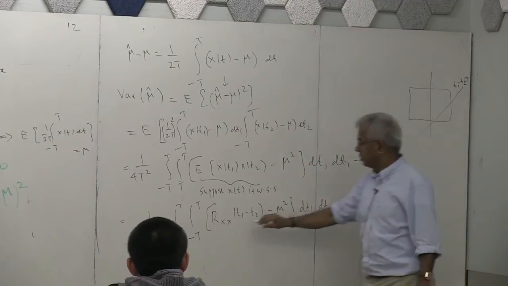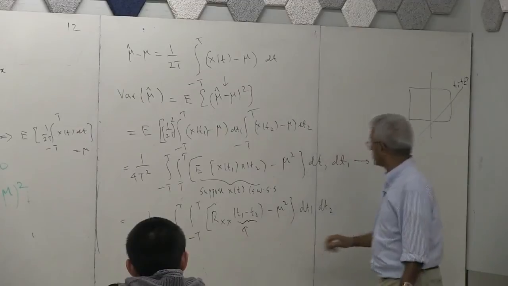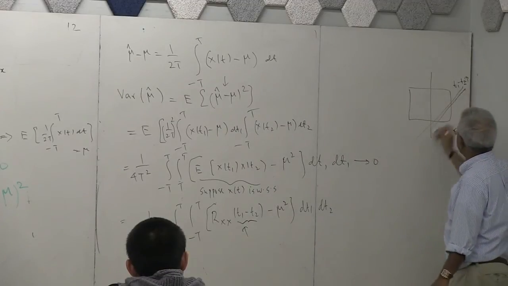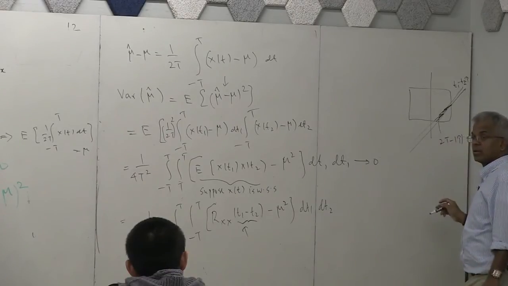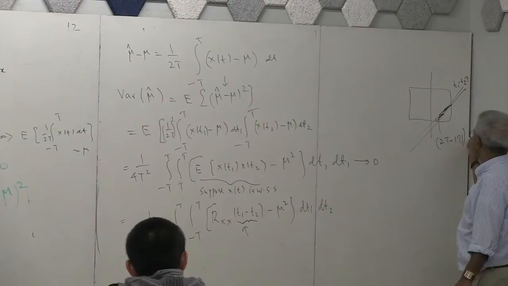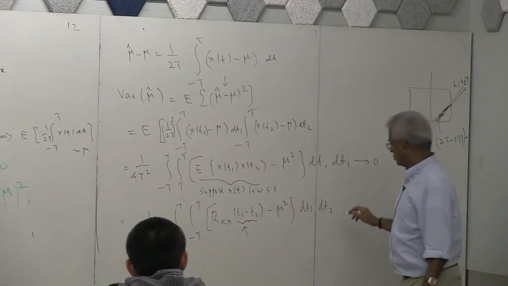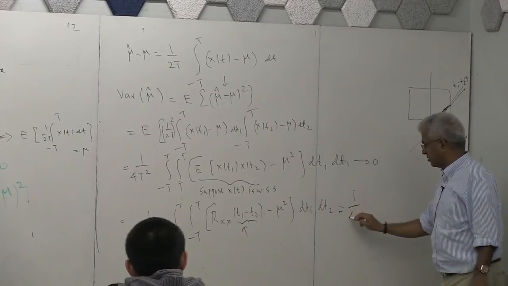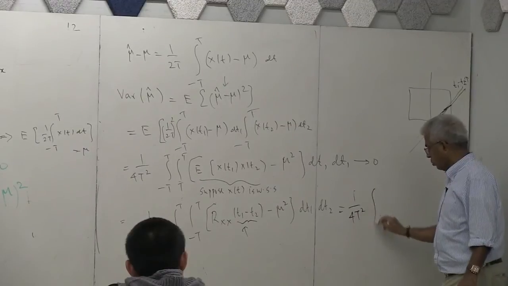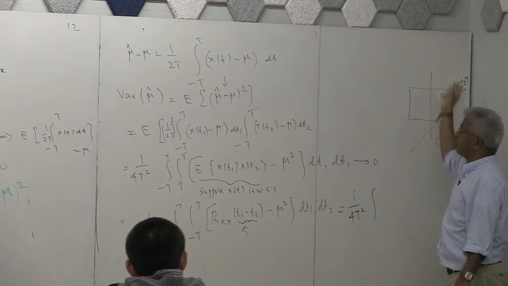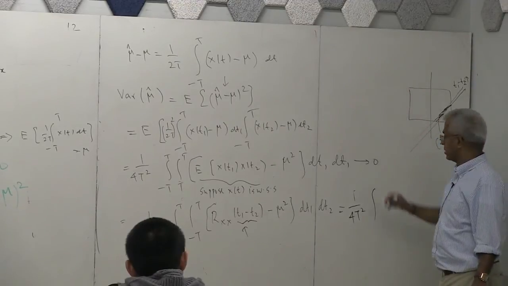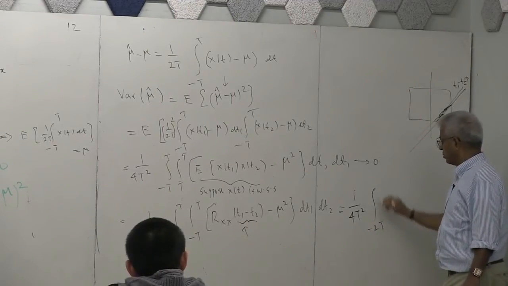So let me define t1 minus t2 to be tau. Then remember, we made a small displacement. We found out this happens to be 2T minus tau, multiplied by d tau, right? So this integral, of course, can be written as 1 over 4T squared, one integral. What are the limits? This goes from minus 2T to plus 2T. Okay, minus 2T to plus 2T.